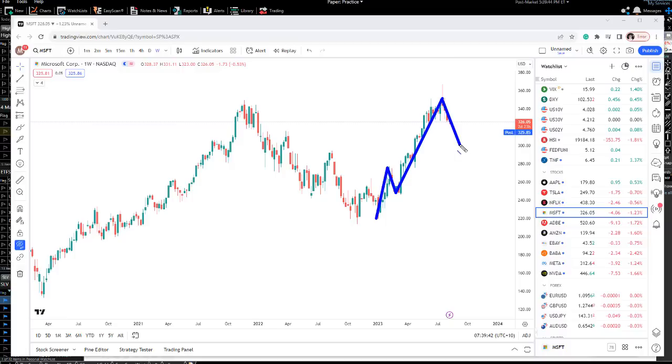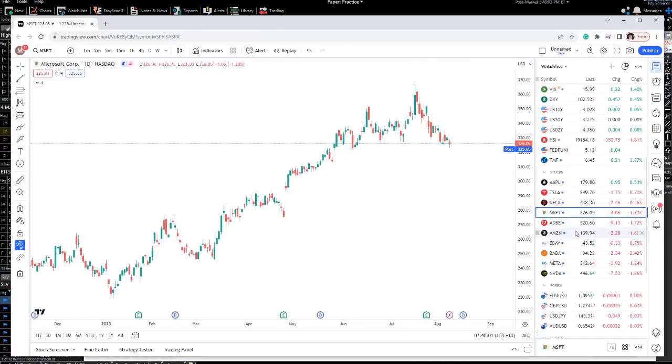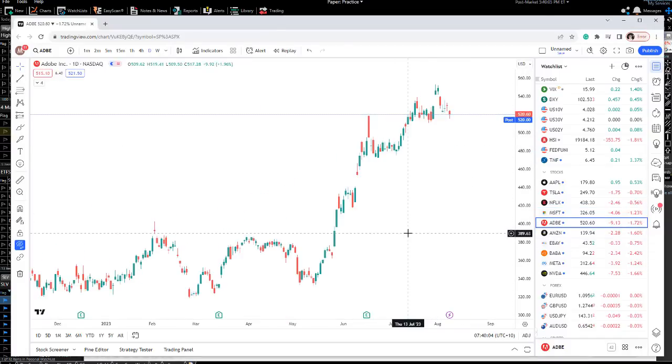Let's go Adobe through here. And Adobe, this actually could be some form of a false breakout pattern. We have to wait and see. If it does break the 520 level on Adobe, we're probably going to start to head back down towards the 480 level. Move over now through to Amazon.